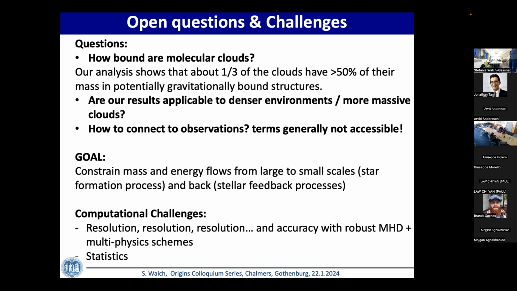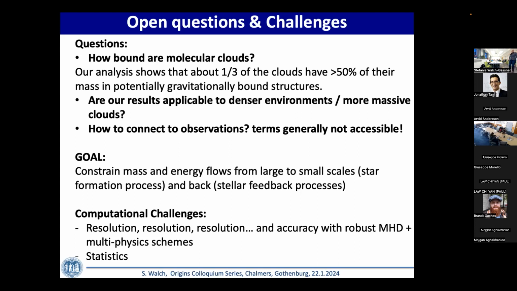Is this applicable to denser environments, more massive clouds? That's a main question, because we have a lot of star formation in massive clouds. And how to connect to observations, because the terms we all looked at now are not generally accessible by observations, right? All of these surface terms and so on, even the magnetic fields, are very difficult to assess. But the goal would really be to constrain mass and energy flows, of course, from large to small scales and back. And the computational challenges I see is that we actually could do with more resolution, in particular when we go to more massive clouds.